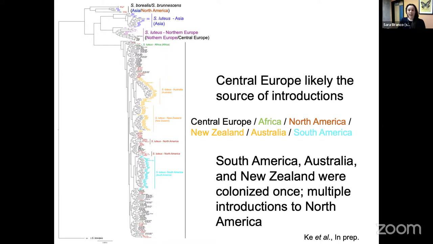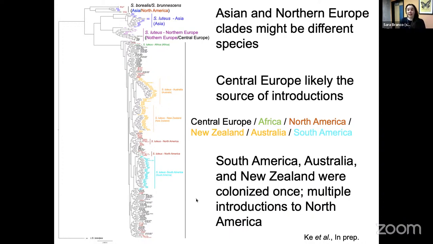which is not shocking because that's where the species comes from. But what's interesting is that South America, Australia, and New Zealand seem to have been colonized only once. That was one event of colonization. But North America has been colonized multiple times. So North America is here, here, here, here, here. So there's been so many times that Suillus has been introduced, which is very interesting. And the Asian and Northern Europe clade actually seem to be a different species. So that's more for the Suillus experts to tease out. But if we focus on this bigger clade that is truly Suillus luteus, we can understand better how it moved around.